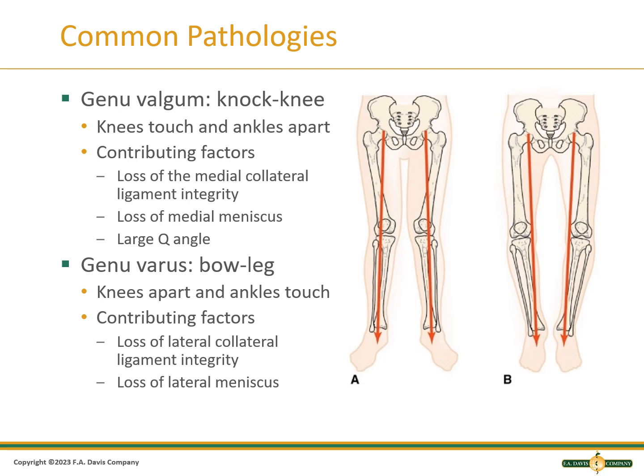Genu varus is going to be our bow-legged, so where our knees are apart and our ankles are together. And the contributing factors to genu varus are going to be loss of lateral collateral ligament integrity and loss of the lateral meniscus.